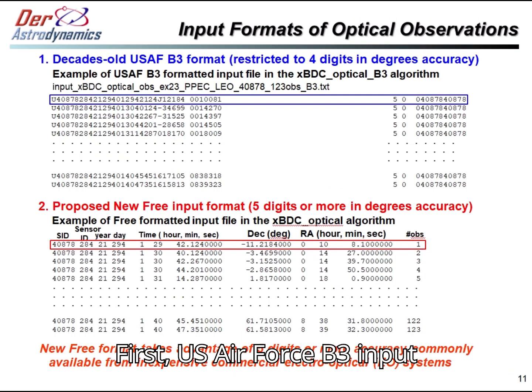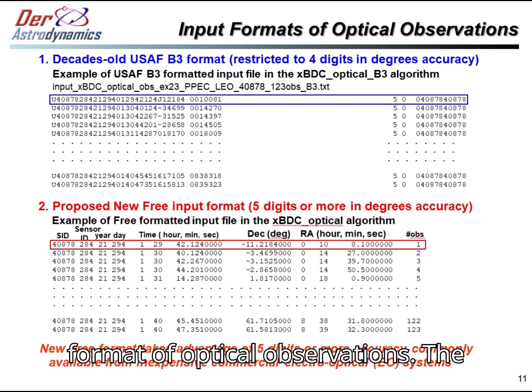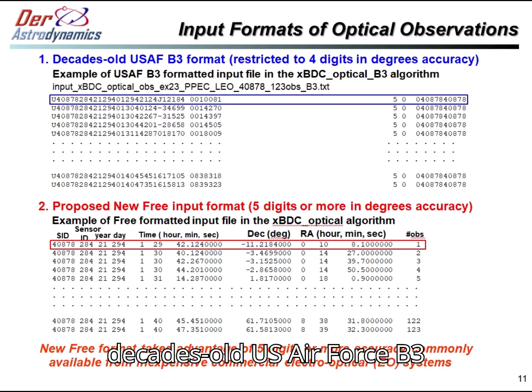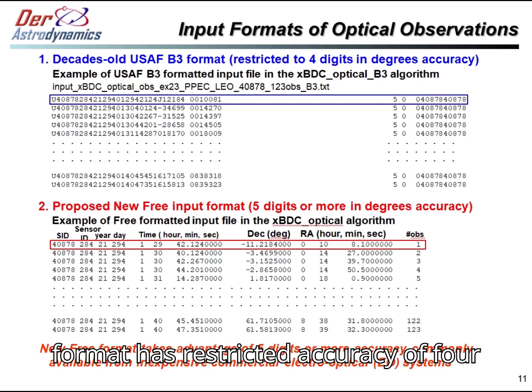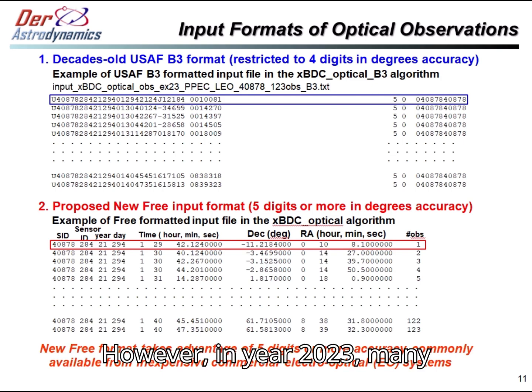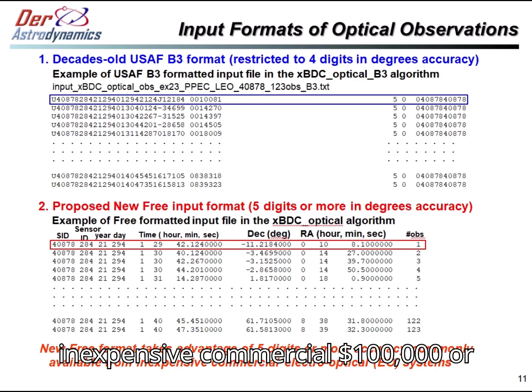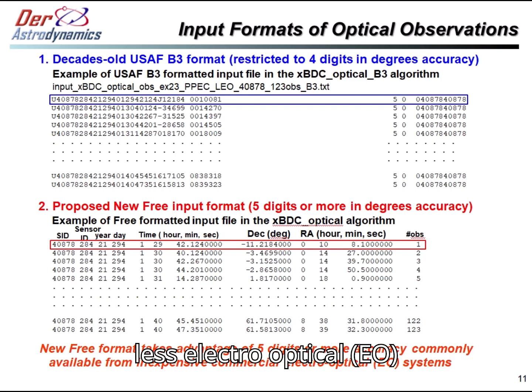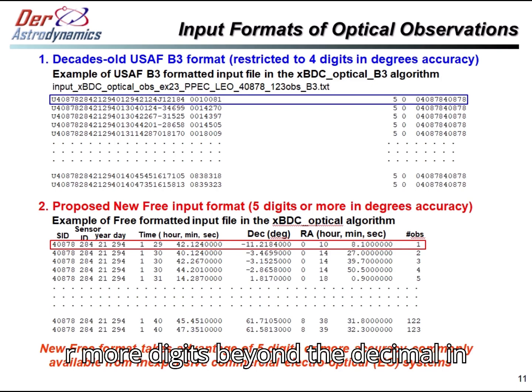First, the US Air Force B3 input format of optical observations. The decades-old US Air Force B3 format has restricted accuracy to 4 digits beyond the decimal in degrees. However, in year 2023, many inexpensive commercial $100,000 or less electro-optical EO systems can provide accurate optical observations of 5 or more digits beyond the decimal in degrees.